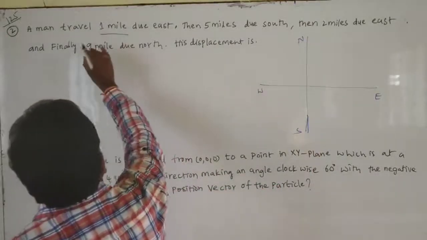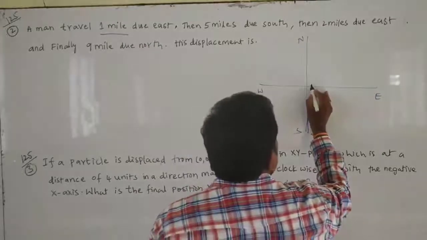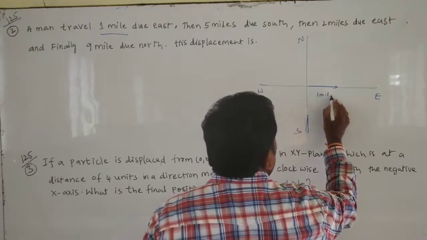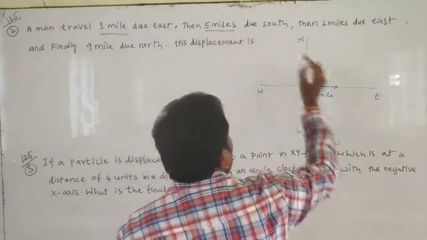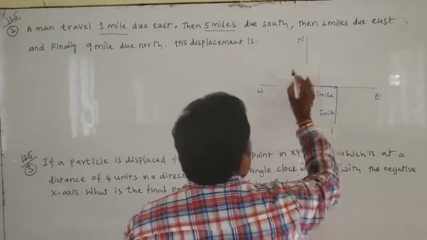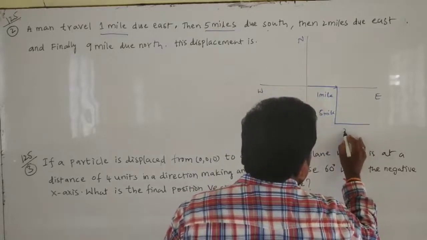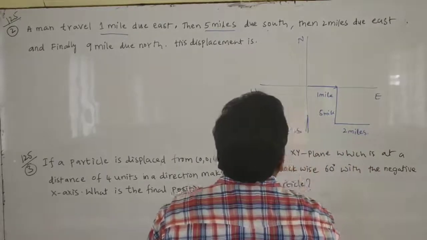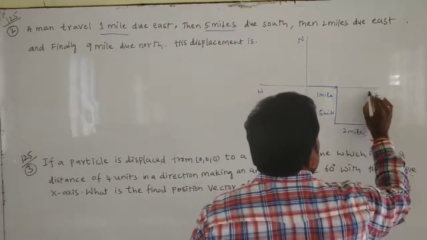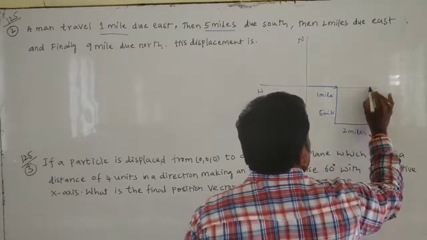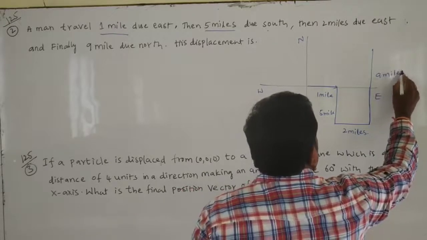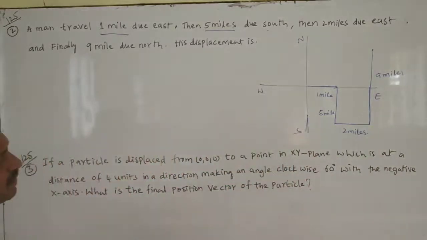First 1 mile due east. Next 5 miles due south. And then 2 miles east. Finally 9 miles towards north. What is the displacement?